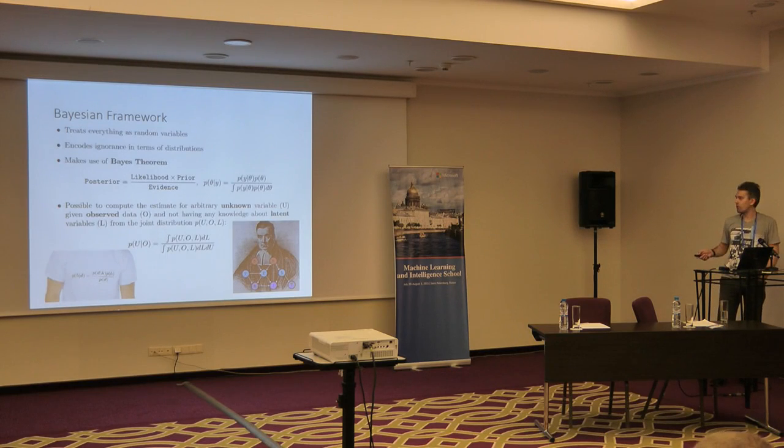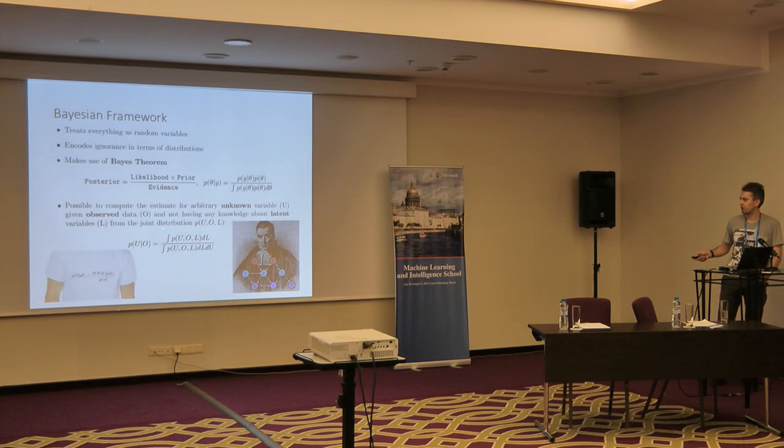So the question is, if we know how to compute the joint distribution, how do we compute this conditional distribution that actually contains information about prediction of U given O? It's not difficult. We just use the definition of conditional distribution and then apply some rule. So we take the joint distribution and marginalize out the unneeded variables.